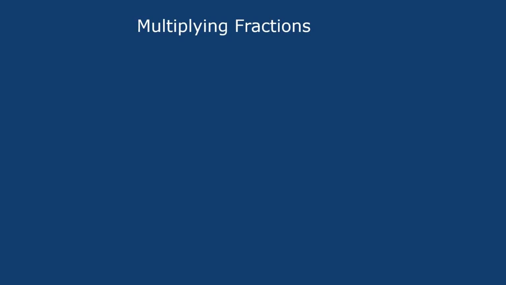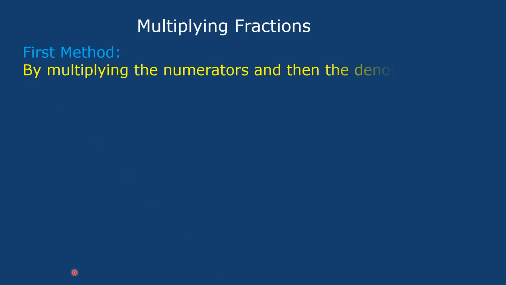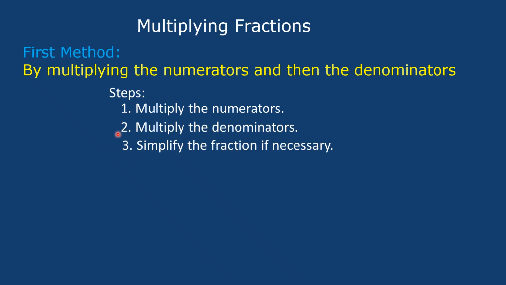Today's lesson is multiplying fractions. There are two methods we are going to study in this lesson. The first method is by multiplying the numerators and then the denominators. These are the steps. Step number 1, multiply the numerators. Step number 2, multiply the denominators. And step number 3, simplify the fraction if necessary.